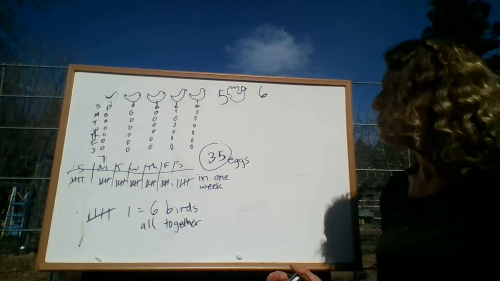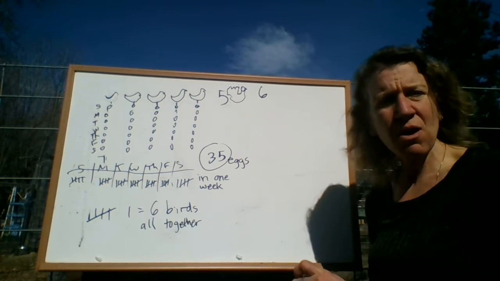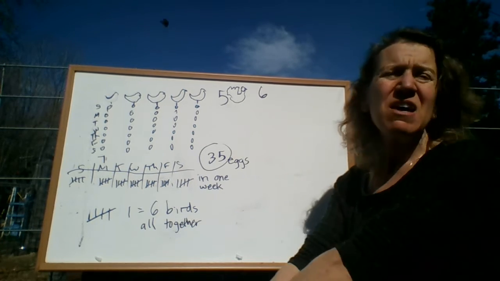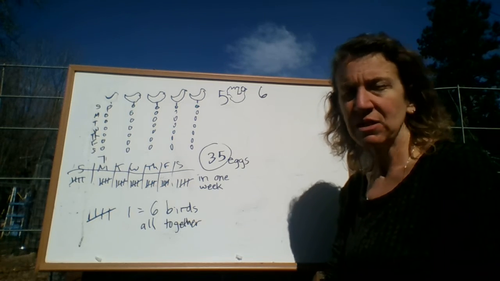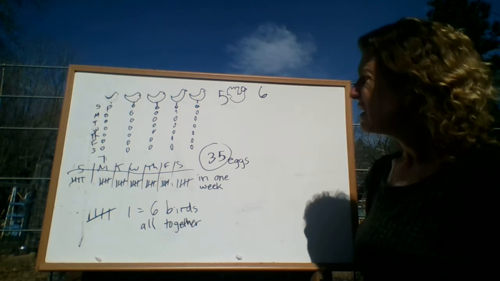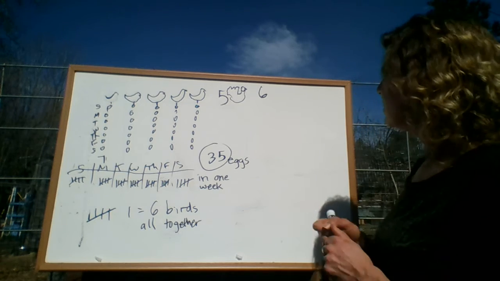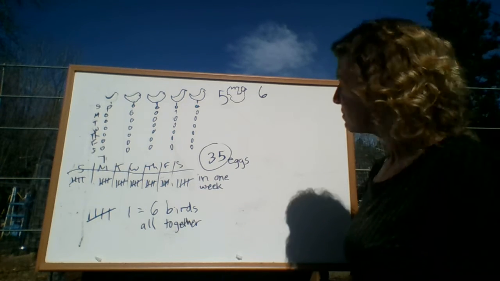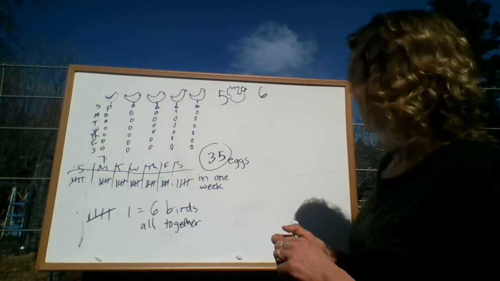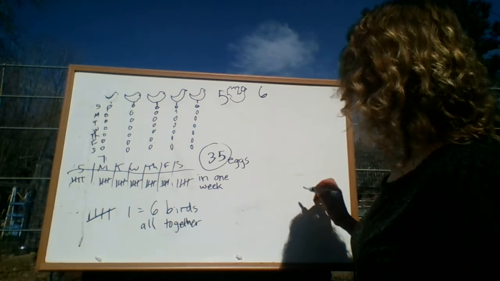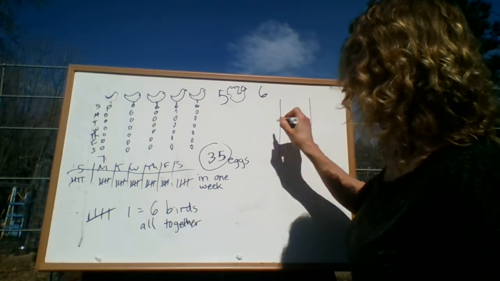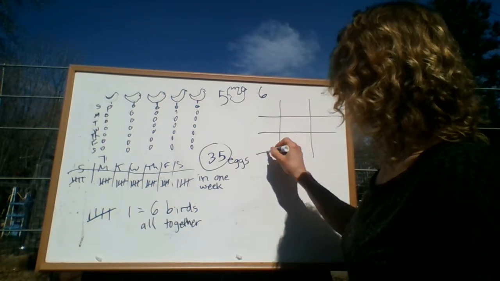And the final question was, after we know how many eggs I have in a week, if I sold them for 75 cents each, how much money could I make? Well, now, here I have to decide what I'm going to do. I have to know, am I going to add, subtract, multiply, or divide? Here's a chart that helps me decide that.